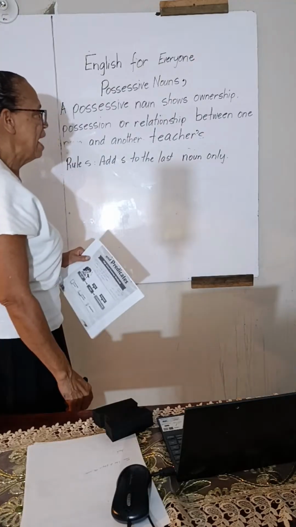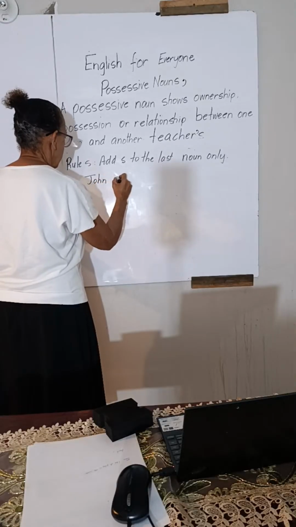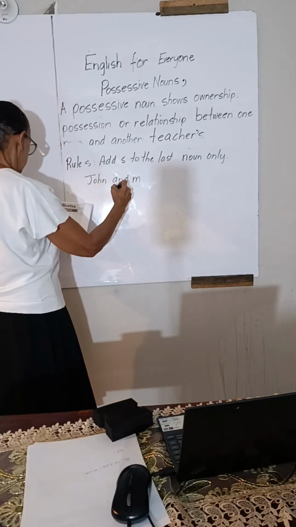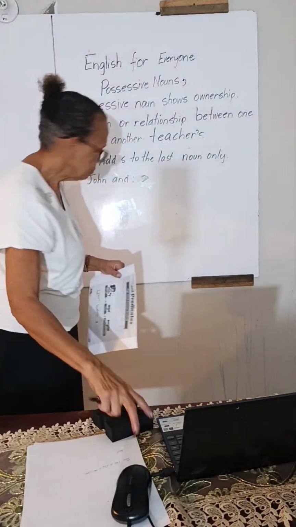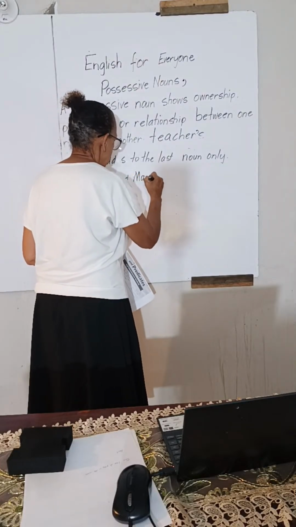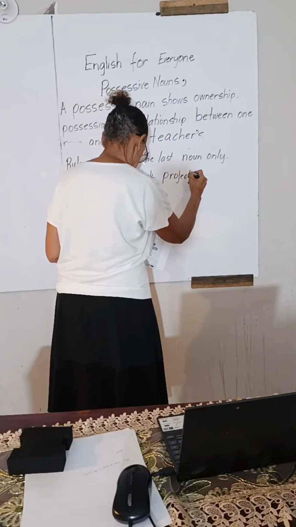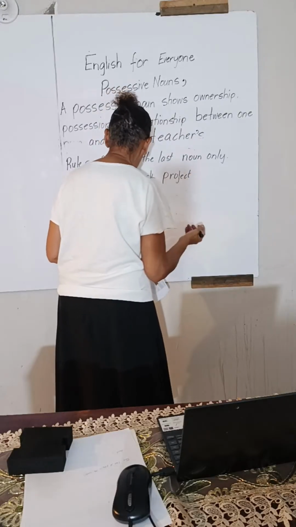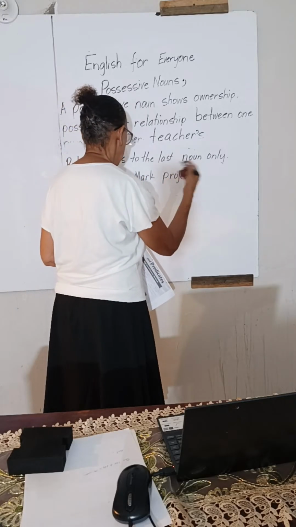Add S to the last noun only. For example, John and Mark project. All right, it belongs to John and Mark. John and Mark project.